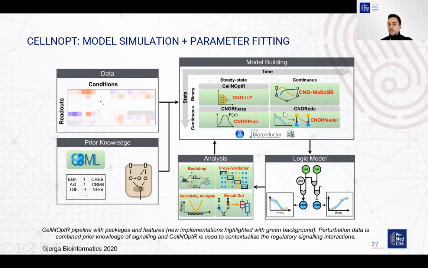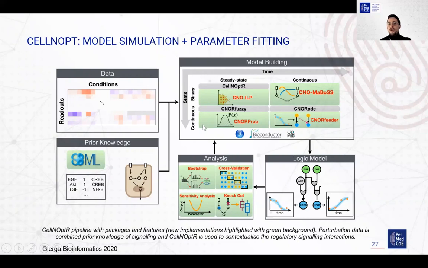Now, depending on the problem we want to model, we can decide which kind of formalism we're going to choose. I just mentioned two. We can use CNOR ODE in order to use ordinary differential equations. We can choose CellNOpt R, for example, if we're happy with a Boolean system to describe the behavior. But there are other options. For example, there is also the MaBoSS module, which was implemented in order to have a continuous representation over time, but using a Boolean system, Boolean rules.